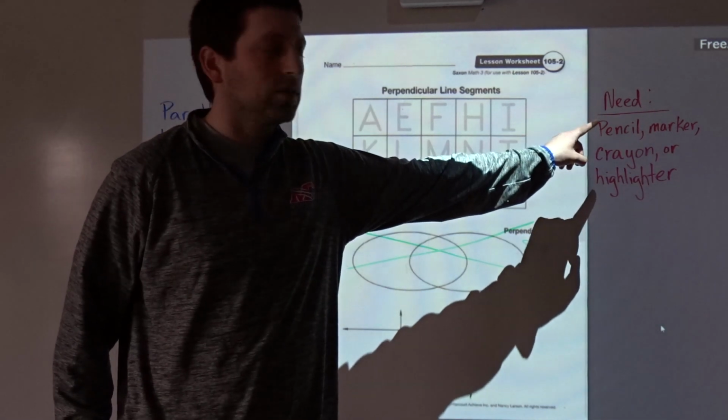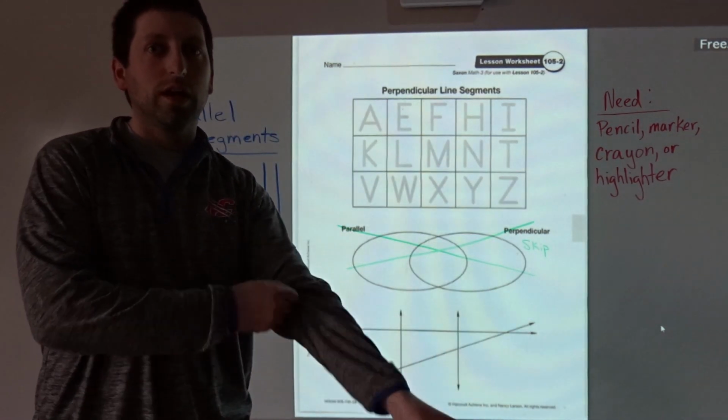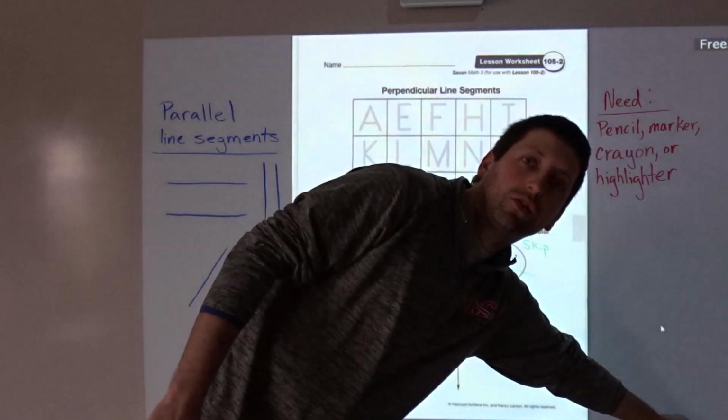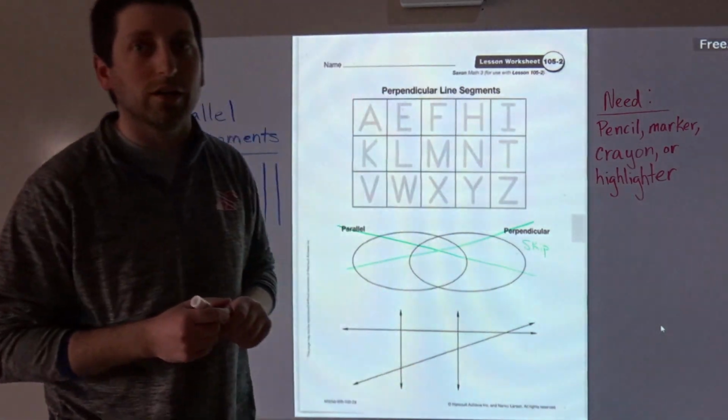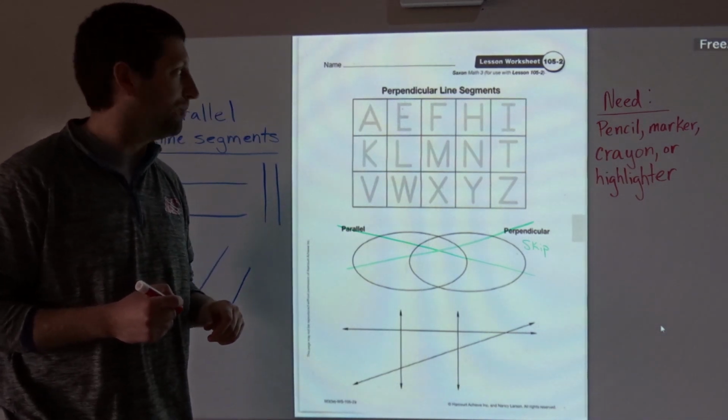Alright, so up next we're going to be talking about perpendicular line segments. You just need a pencil, a marker, a crayon, or a highlighter, something that you can trace with as I am doing this on the board. If at any point I'm going too fast, just go ahead and hit the pause button on the bottom of the video and then hit play as you're ready again.